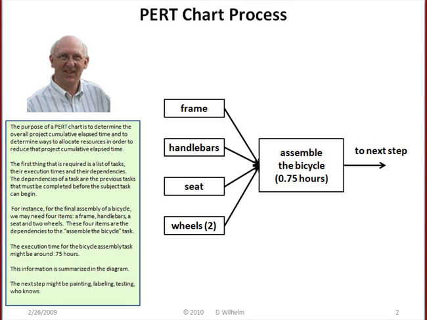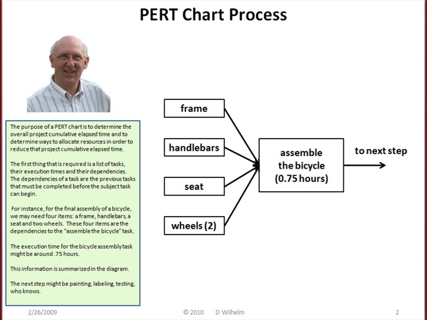The purpose of a PERT chart is to determine the overall project cumulative elapsed time and to determine ways to allocate resources in order to reduce that project cumulative elapsed time. The first thing that is required is a list of tasks, their execution times, and their dependencies. The dependencies of a task are the previous tasks that must be completed before the subject task can begin.